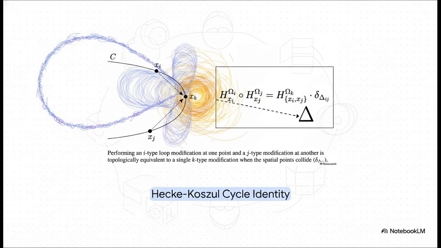When we evaluate this joint multi-point operator, it triggers a totally fascinating geometric interaction. Follow the equation with me. An i-type loop modification acting at spatial point x sub i, and a j-type modification acting at point x sub j physically collide on the curve. Because they're bound by a global product formula, when those spatial points meet, which is represented by that delta symbol on the right, they synthesize. They transform into a single deep k-type modification. It's like complex nested loops simplifying perfectly through pure quaternionic multiplication rules.